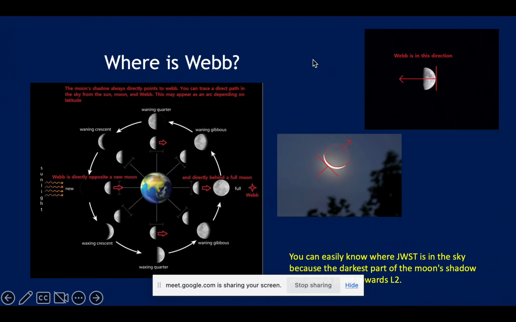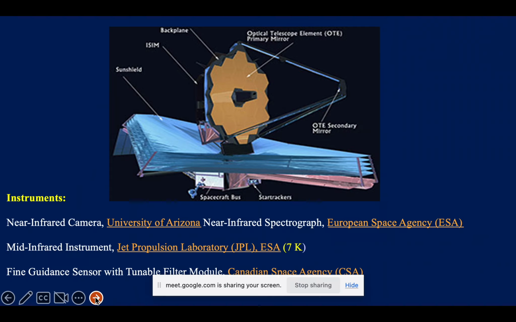So if you want to actually check where Webb is, if you look at the crescent moon, the opposite side is the side where the Sun is, and therefore the Webb has to be somewhere here. It's always in the opposite direction of the Sun, right? Because the orbit has been planned in such a way that it never faces the Sun.